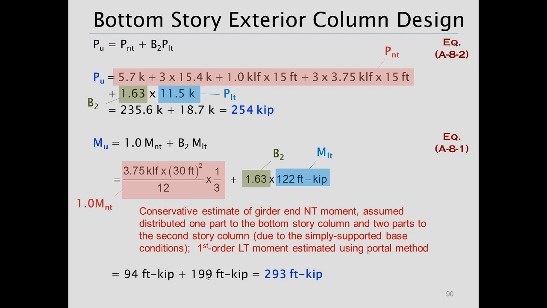Now for the MU, question might be, why did you use a B1 of 1? Well, for a side sway moment frame like this, you're never going to get anything other than a B1 of 1. And so once you've done that 500 times, you just put B1 of 1 there. So 1 times MNT plus B2 times MLT, basically doing a conservative estimate of the girder NT moment, assuming that for the exterior column design and designing the bottom story column, basically 1/3 of the gravity moment from the girder is going to be transferred to the column base. And so my rough calculations here then, the B2 times MLT give me a big part of the moment here with this. I need to design my exterior column for 293 foot kips of moment.